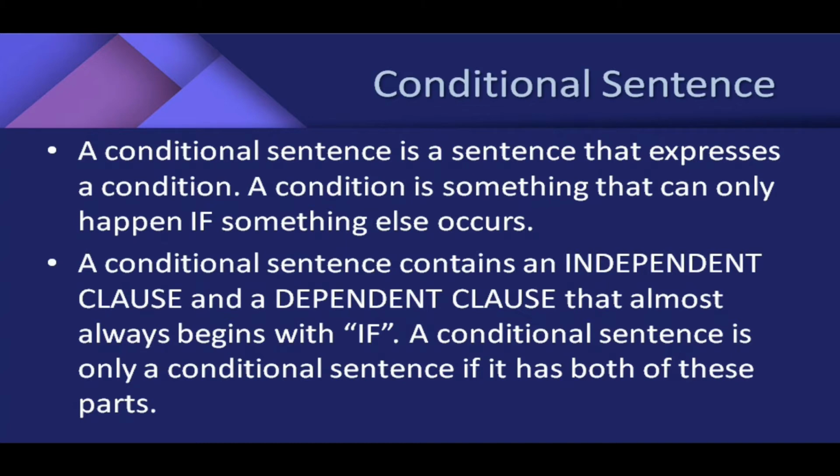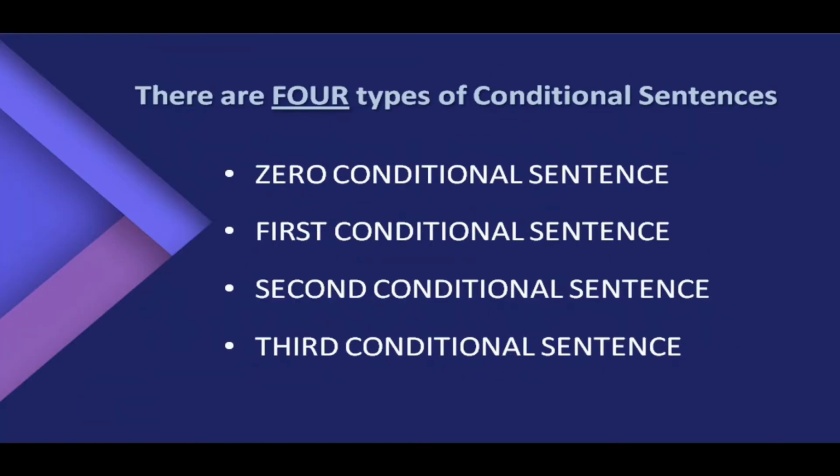A conditional sentence contains an independent clause and a dependent clause that almost always begins with if. A conditional sentence is only a conditional sentence if it has both of these parts. Now, let's talk about types of conditional sentences. There are 4 types of conditional sentences.